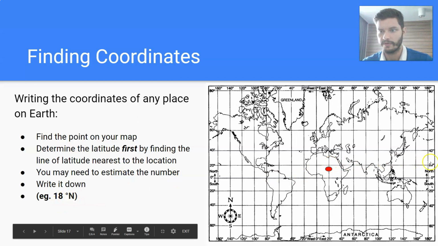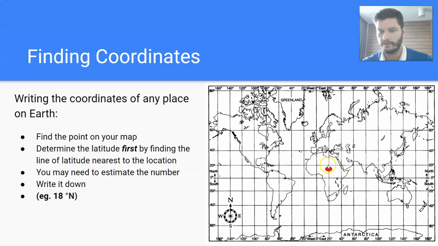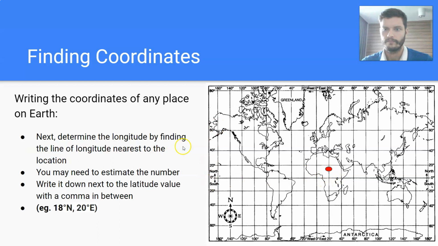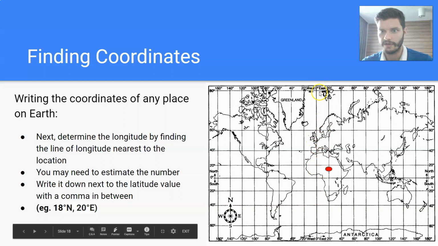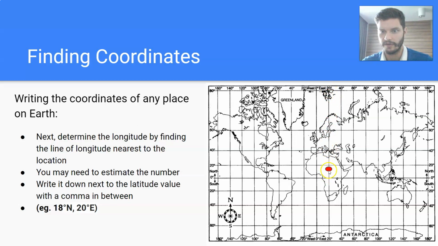Again, we know it's less than 20. Here's 20. We follow the line here. And it's quite a bit more than 0 degrees, the equator, so we'll say 18. Next, we need to determine the longitude of our location by finding the line of longitude nearest to the location. In this case, it's quite easy because it's almost exactly on 20 degrees east, as you can see here. Again, here's our prime meridian, 0 degrees. This is 0 degrees longitude, and the point we want to find is almost exactly 20 degrees east.